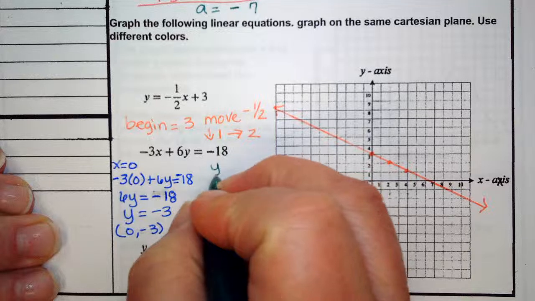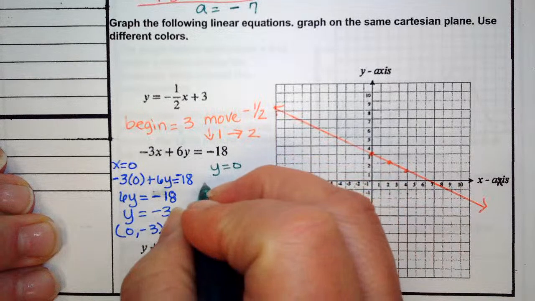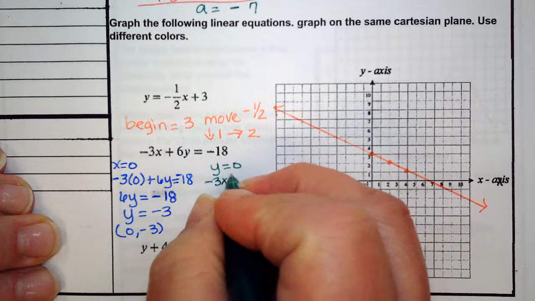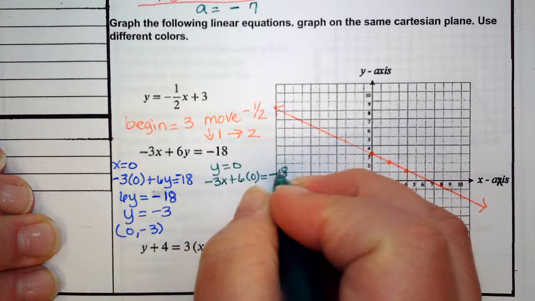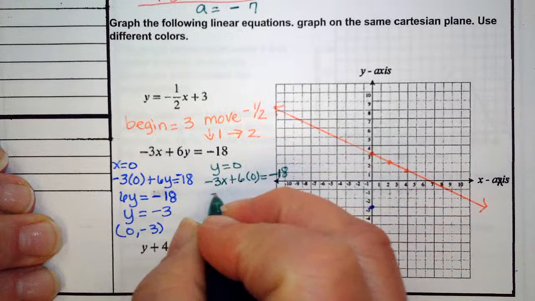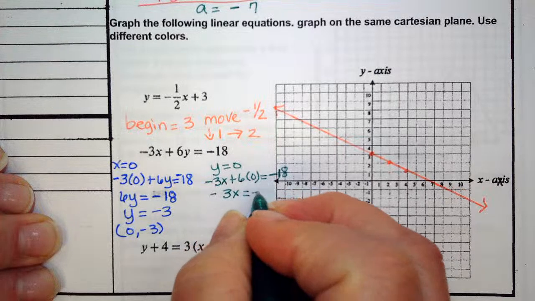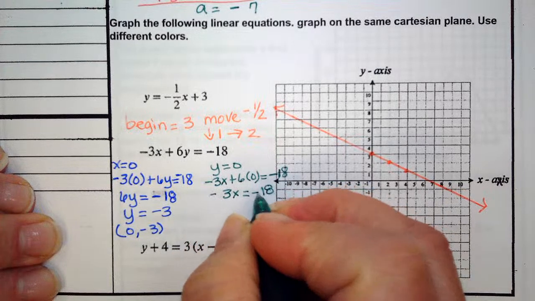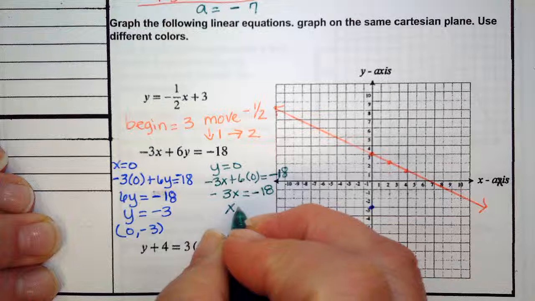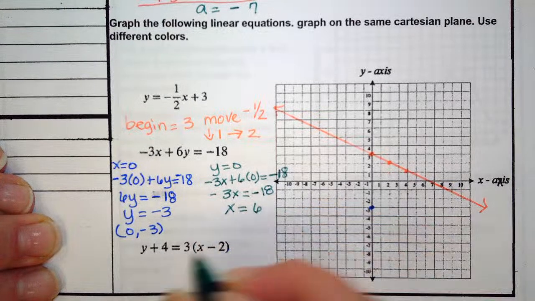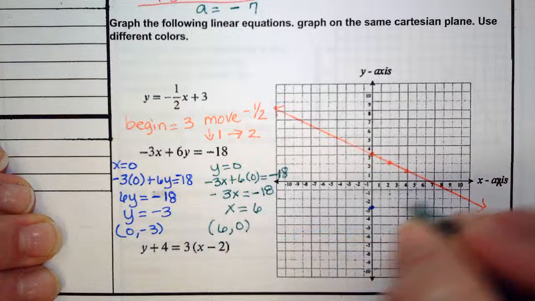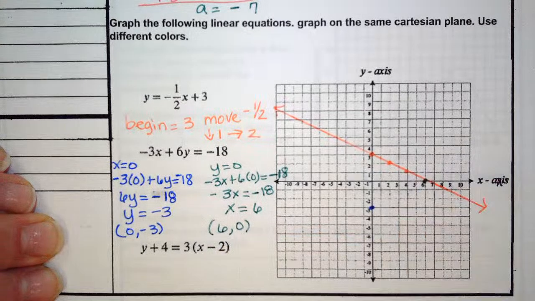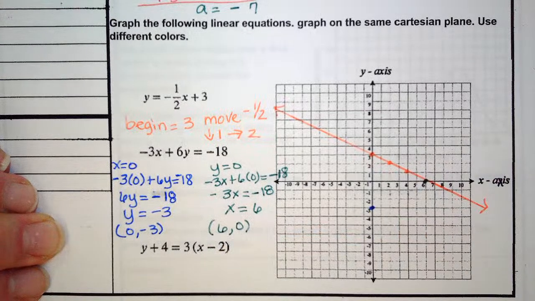For my second point, I will have y equal to 0: negative 3x plus 6 times 0 is equal to negative 18. Negative 3x is equal to negative 18. Divide by negative 3 and x is equal to positive 6. So this point is 6, 0. I now have 2 points and I connect them and I have my line.